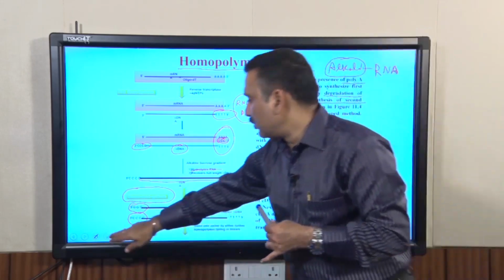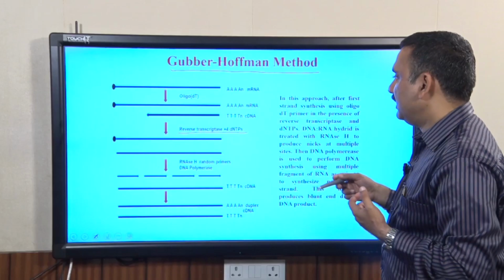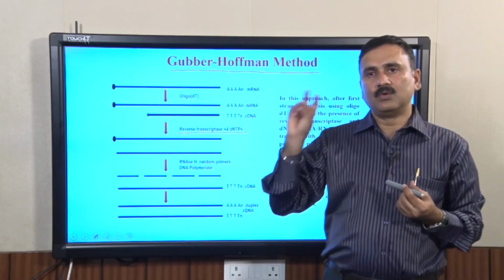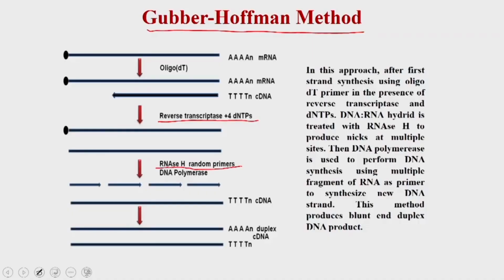Now, the next approach is called the Gubler-Hoffman method. In the Gubler-Hoffman method, it synthesizes the first strand using the poly T tail, with the help of reverse transcriptase. Then in the subsequent step, instead of putting it into the alkaline sucrose gradient or alkaline sucrose solutions, you treat the solution with RNase H.